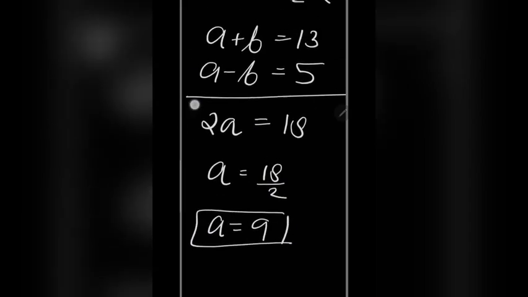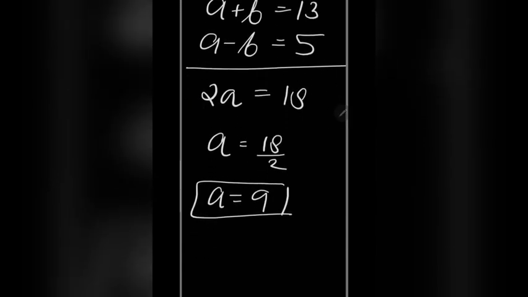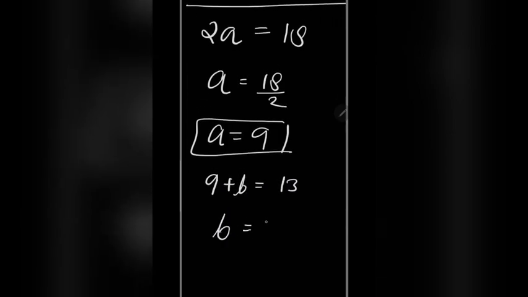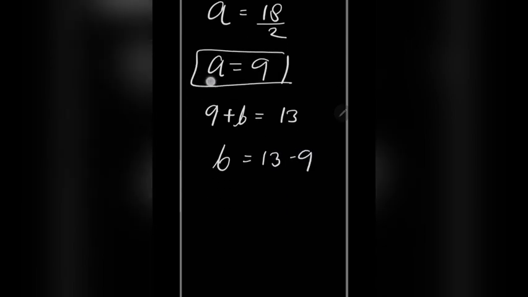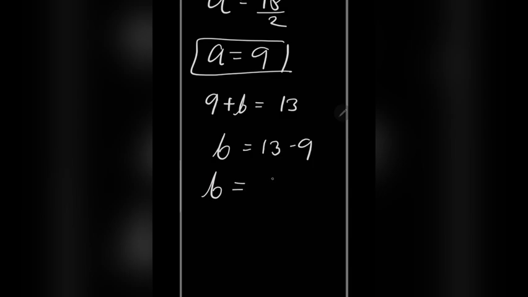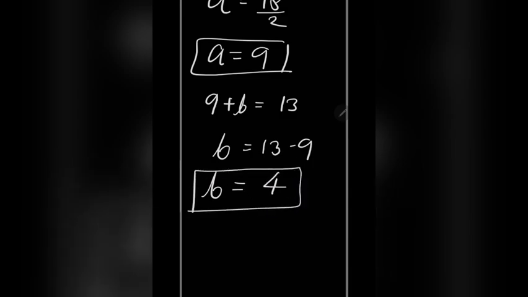Now it's time to find b. Let's put this value in the first equation. So 9 plus b is 13, or we can write b is equal to 13 minus 9. So b is equal to 13 minus 9, which is 4. So we have a is equal to 9, b is equal to 4.